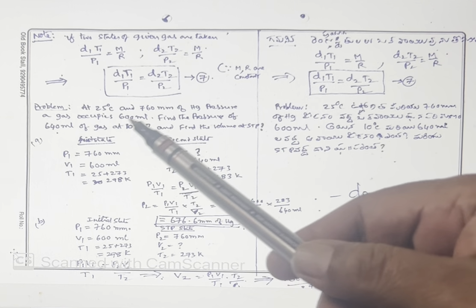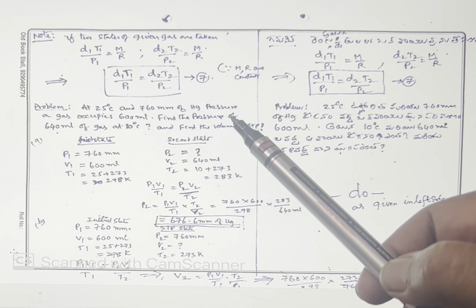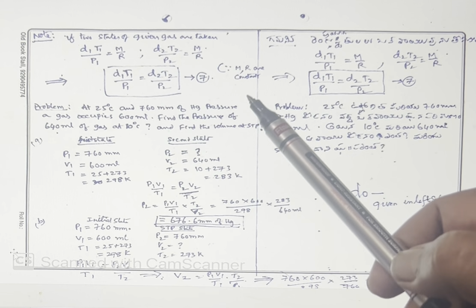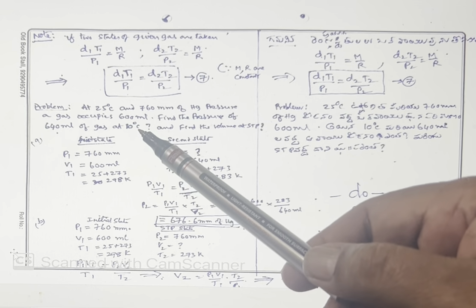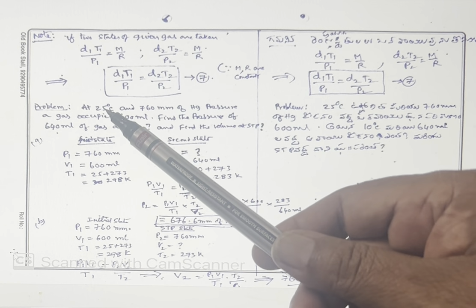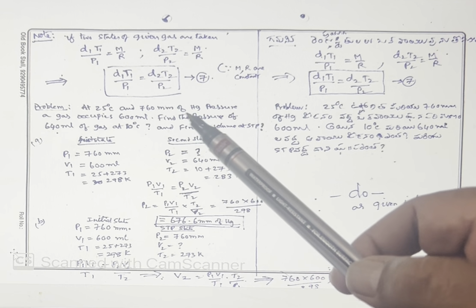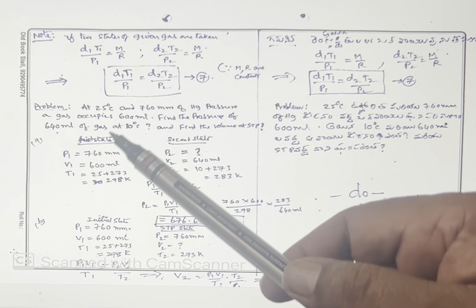So, this is the problem. At 25 degree centigrade and 760 mm of Hg pressure, a gas occupies 600 ml. Find the pressure of 640 ml of gas at 10 degree centigrade. So, in the first stage what have we been given? Temperature, pressure and volume are given. In the second stage, volume and temperature are given.